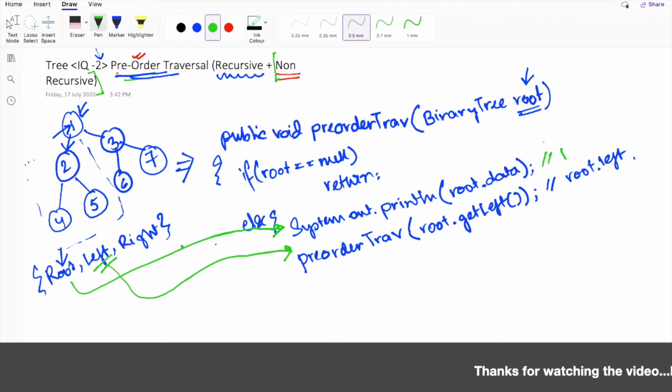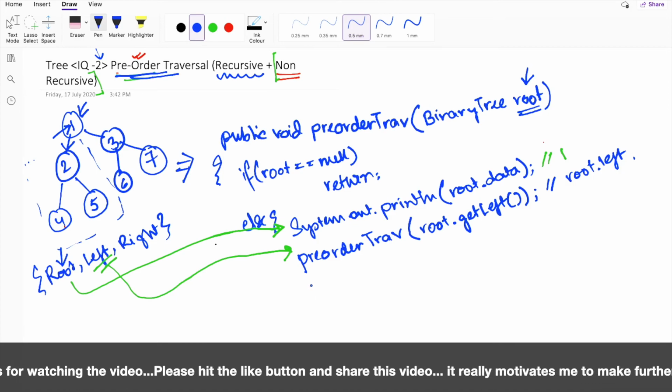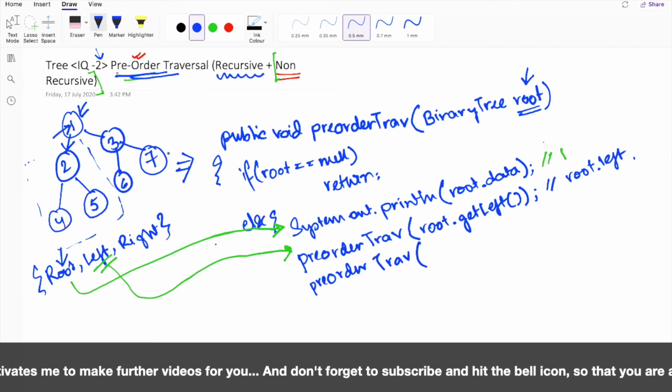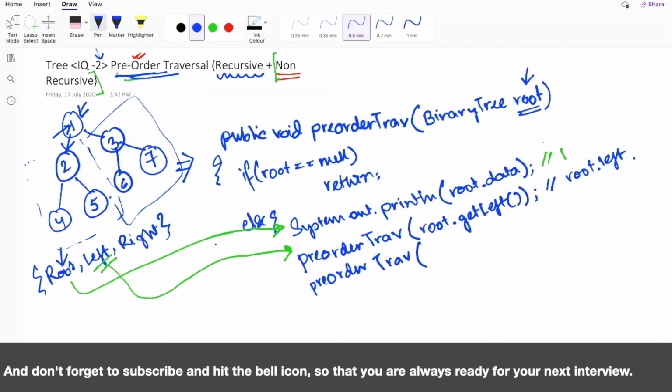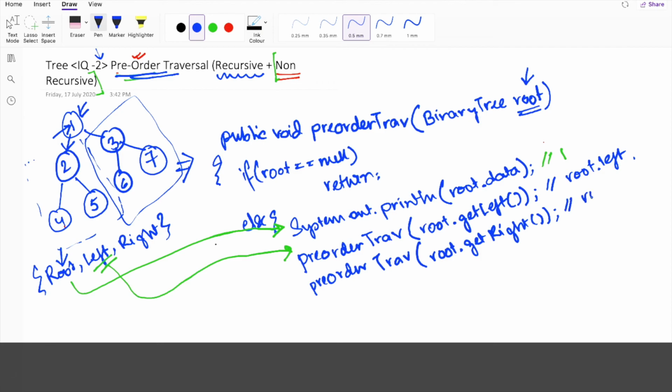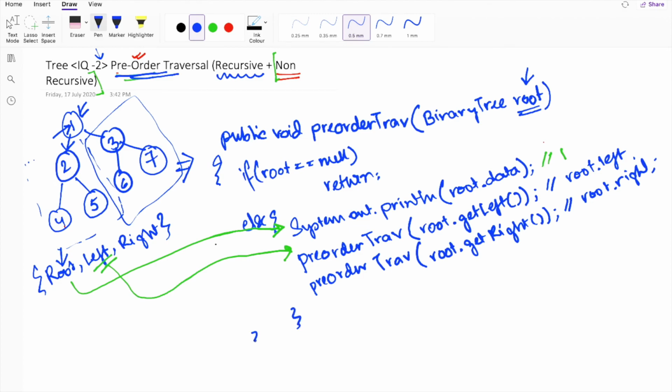The third step is that we have to traverse the right hand side subtree. So we will again write a recursive call, and this time we will pass the right hand side subtree of the root element. And thus this is the end of the complete algorithm. So it's quite simple, right? So this is just 3 lines of code to solve this entire problem of traversing in a recursive way.